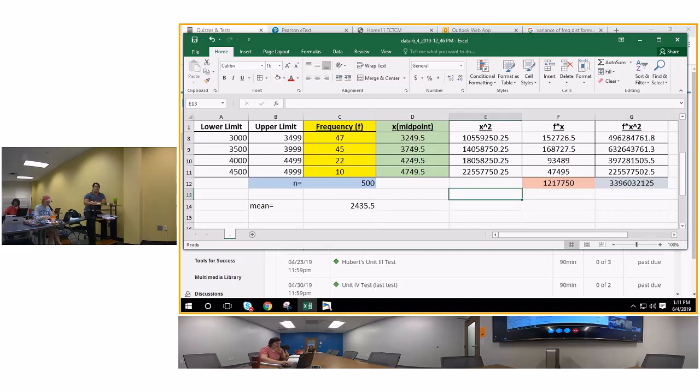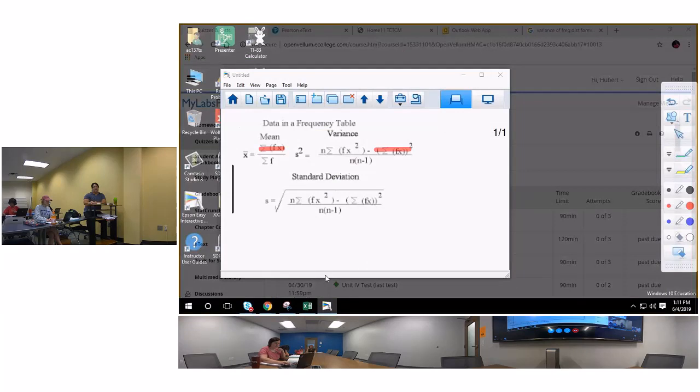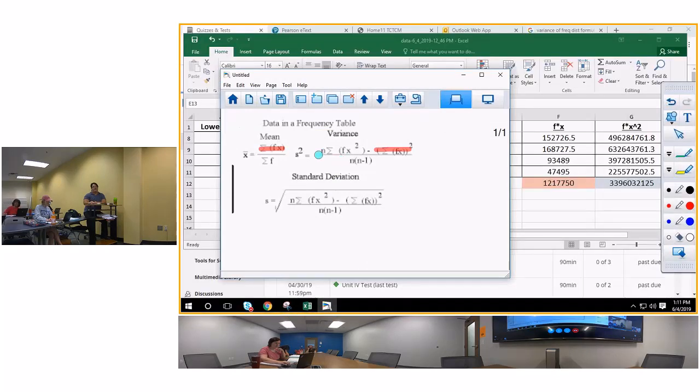Hold on. Down one, I'm going to pull up my handy dandy... Okay, so first I need n times the summation of f times x squared. Well, which one is the summation of f times x squared? The red or the gray? The gray.